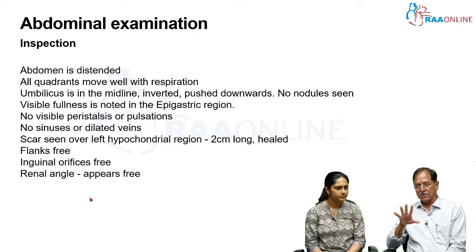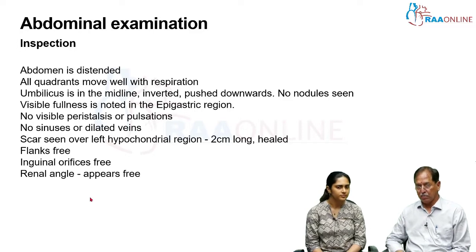You said peristalsis. There is visible fullness noted in the epigastric region alone. So what could be the causes? A probable mass. It may be either from the stomach or the retroperitoneum, or it can be a pseudocyst also. We are not sure because we have not yet palpated it. On examination, you see fullness. This fullness most often can be mistaken for peristalsis. That's why I said no visible peristalsis or pulsation.